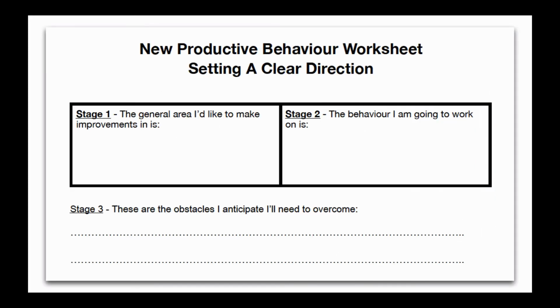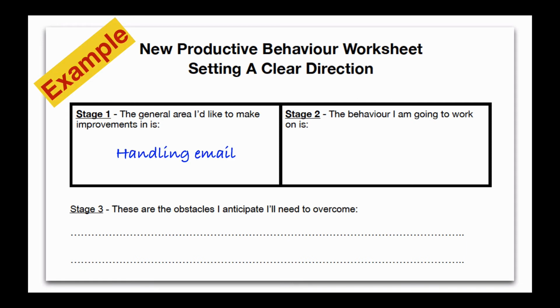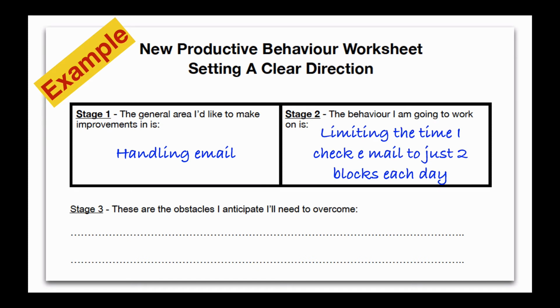Now here's the productivity behavior worksheet for setting a clear direction. This is in the document that I've referred to earlier on. And these are the 7 steps to creating a clear direction. I just want to work through an example that will give you a flavor of how to use this document, and you can just print this off whenever you want to instill a new behavior. So let's say, for example, you wanted to handle email more effectively. One of the behaviors I recommend is limiting the time you spend checking it to just 2 blocks each day. So that's the behavior that you're going to choose.